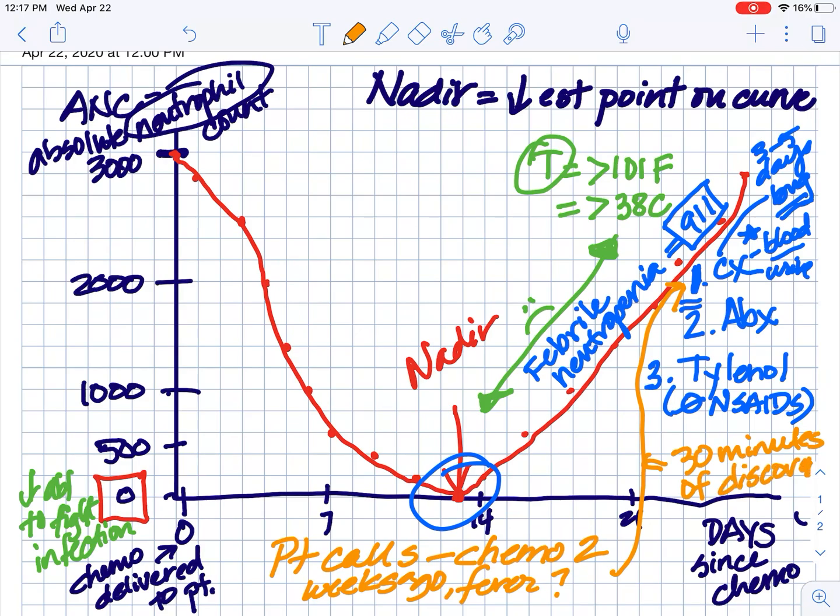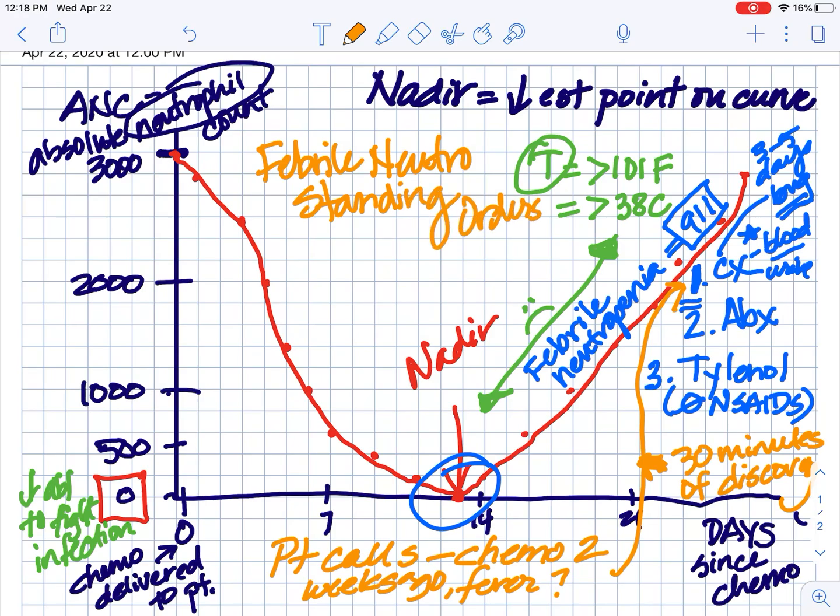Okay? This is very common, this 30 minutes, and you'll see it in the ED. You'll see it on hem-onc units. And most nurses have what we call standing orders. So you will have febrile neutropenia standing orders.